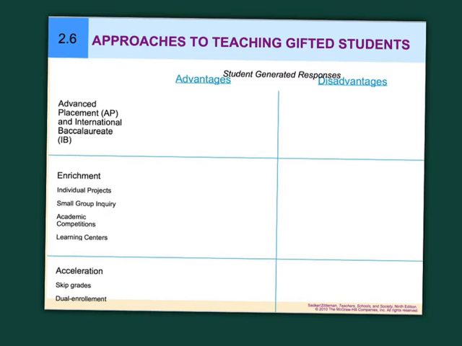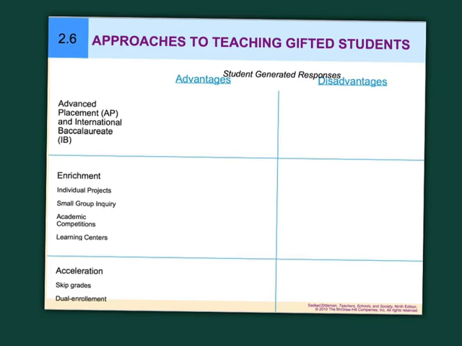Okay, so here's an approach to teaching gifted students. For those of you, the high school people, advanced placement and international baccalaureate programs are usually reserved for gifted students. Now, there are advantages and disadvantages, and I would invite you to think about what those might be. Some advantages for the advanced placement in IB are that you get college credit. What are some of the disadvantages? It's test-driven. One must pass a test, and so teaching in those courses is often teaching to the test.